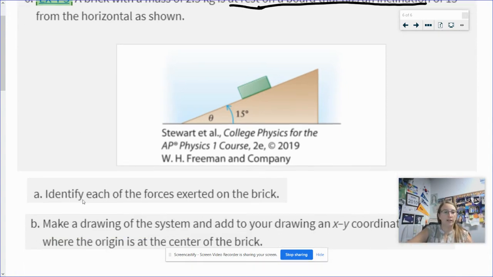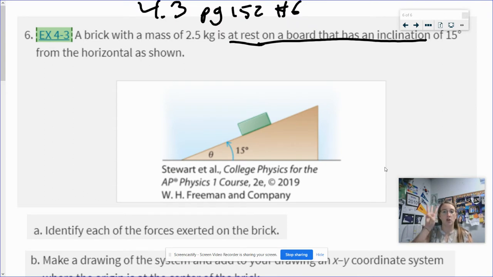So to start with, we need to identify each of the forces exerted on the brick. There are 3 forces exerted on this brick. Go ahead and identify them. Just write them out. You don't need to label them yet on the picture. Okay, the forces are the force of gravity. Because we're on a surface, we have the normal force. And because, like I said, the brick is at rest on an incline, there is friction. So these are the 3 forces at work here on this brick.